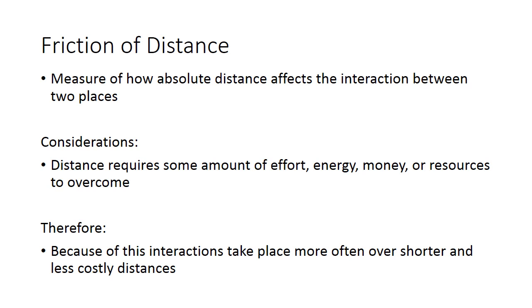So for instance, if there's a huge lake between you and the nearest hospital, it's a lot harder to get to that hospital because you have to go around the lake, versus if there were a paved road that went directly to the hospital. So areas with less effort required to overcome had a low friction of distance, and vice versa.